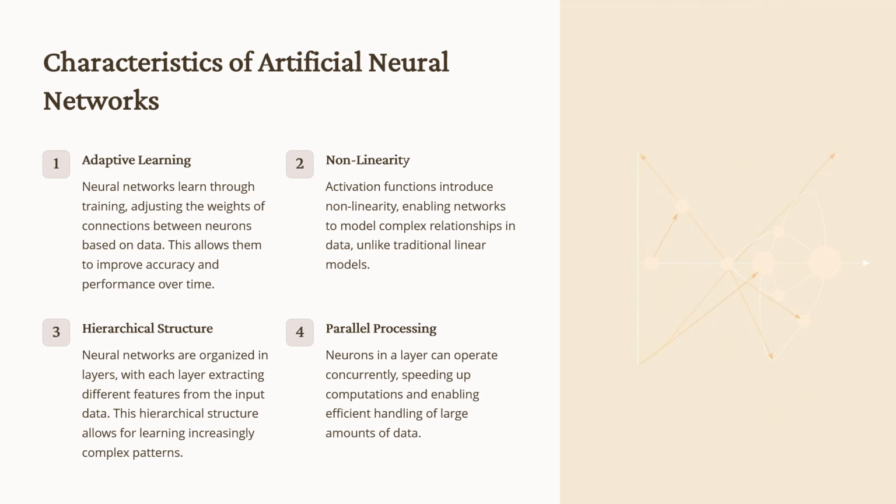Then nonlinearity introduces non-linearity, which helps the model understand complex relationships in the data, unlike traditional linear models. In hierarchical structures, neural networks are organized in the form of layers, each layer extracting different features from the previous layer, which allows for learning increasingly complex patterns present in the data. Then in parallel processing, neurons can operate concurrently rather than one after the other, speeding up the computation and enabling efficient handling of large amounts of data at a particular time.